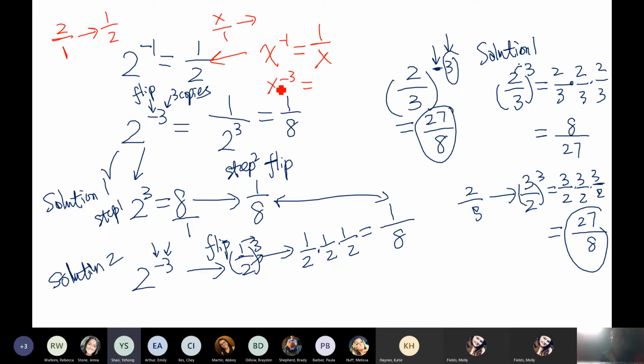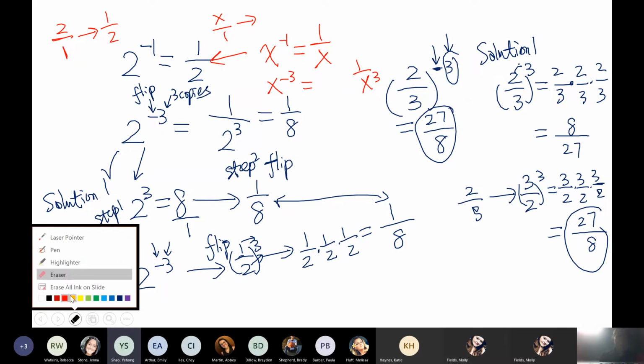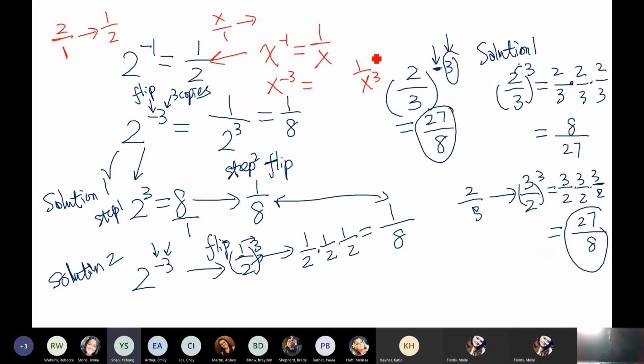So that means I'm going to take x raised to the third. But after I get this, I need to flip it, because x to the third means x to the third over 1. After I flip it, I actually get a 1 over x to the third. So let me erase the process here. Okay, so what is x raised to negative 3? It's actually equal to 1 over x to the third. So you will flip it to the bottom.